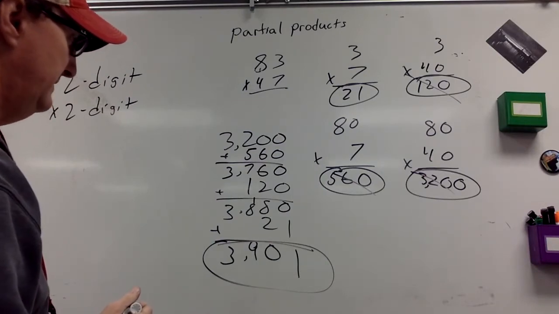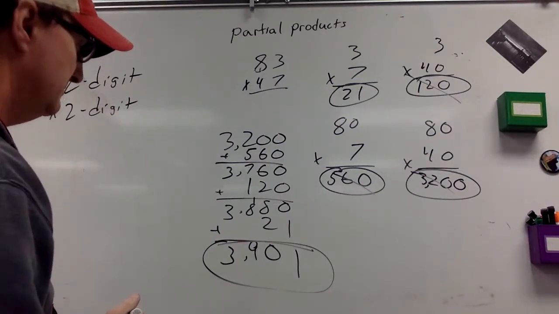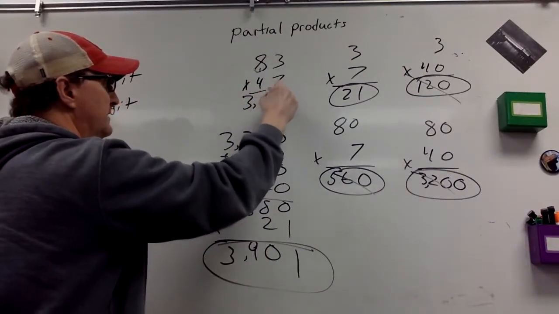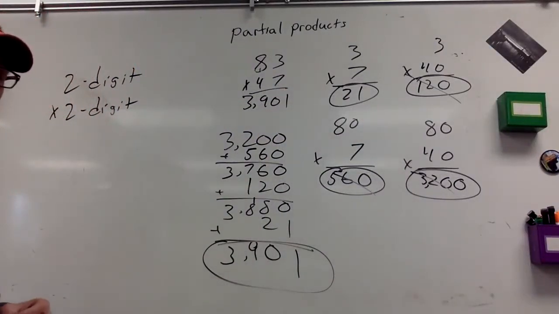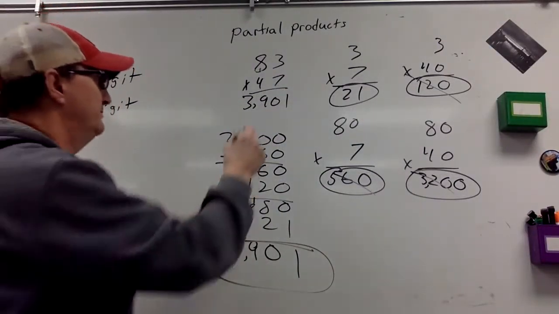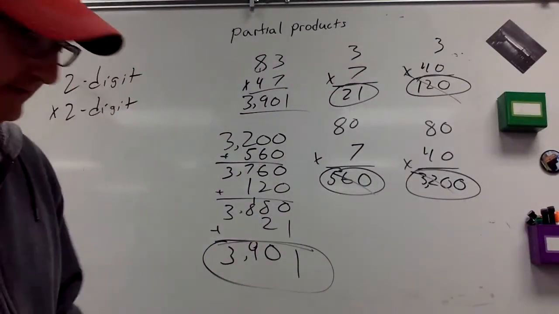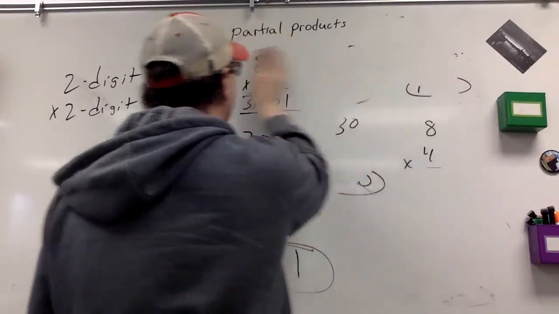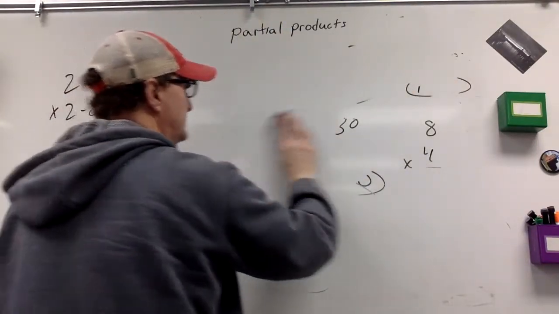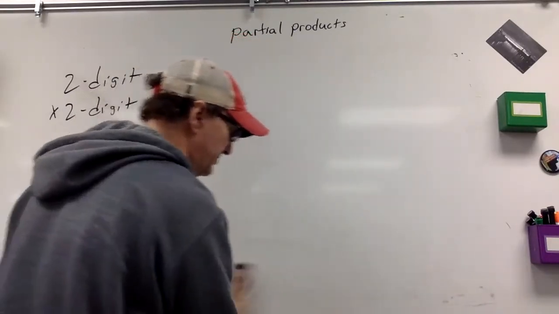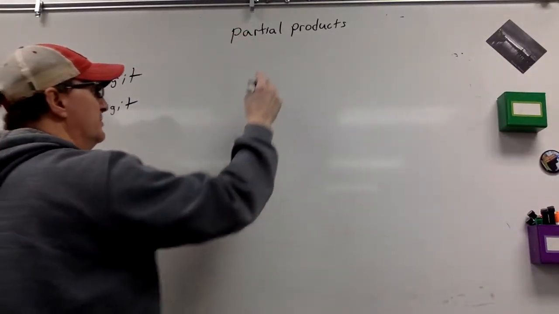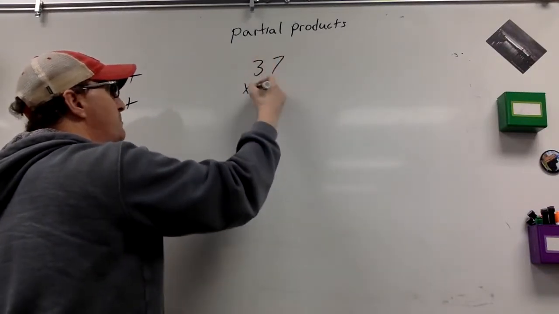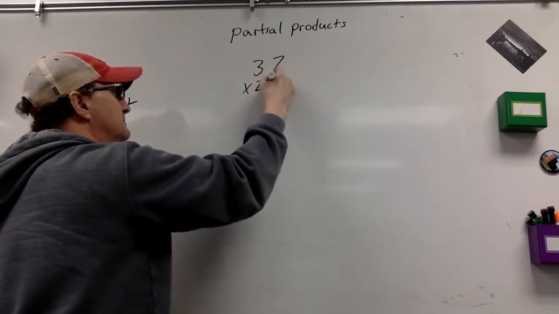Let me make sure I did it correctly. Doesn't look like I have any mistakes. Sometimes when I rush, I make mistakes. Doesn't look like I did here. So our product is 3,901. So 83 times 47 is 3,901 right there. Okay, let's try another one. Again, this strategy is called partial products, when we multiply 2-digit numbers times another 2-digit number. How about 37 times 28?